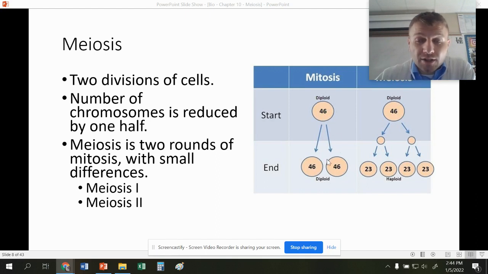At the end of mitosis, you get two diploid cells, each with 46 chromosomes. And this should make sense because we're making body cells here. We want your cells to have the same exact number of chromosomes and the same exact genetic information.